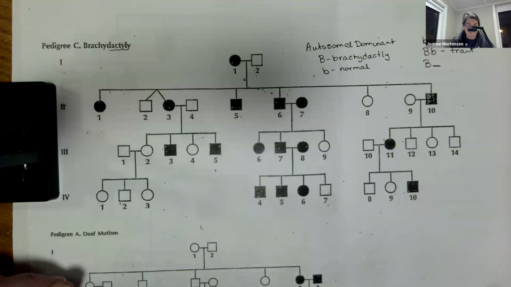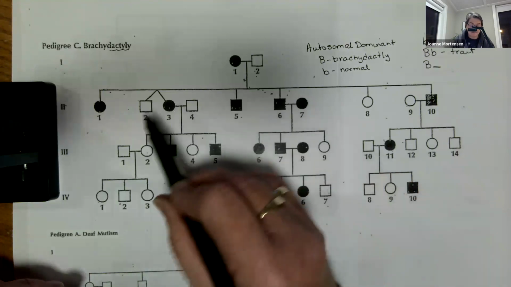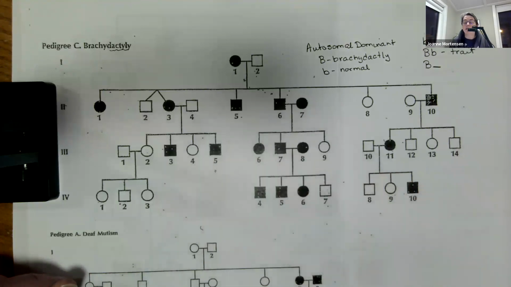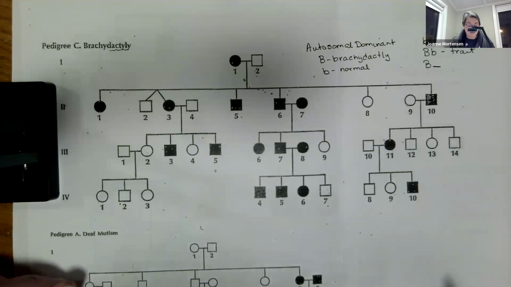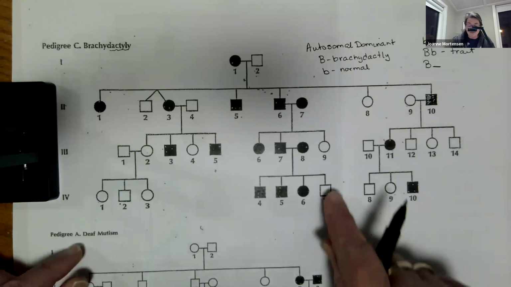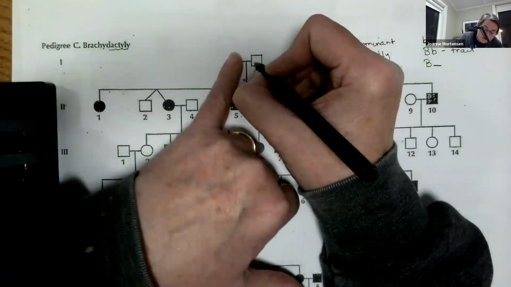All right. You know what? Let's be lazy. So since all of these people who are colored in have brachydactyly, everyone that's not doesn't have it. So everyone that's not is normal. So you may want to pause the video or fast forward it while I do this. Every single circle and square that is not colored in is 2 little b's. And away we go.